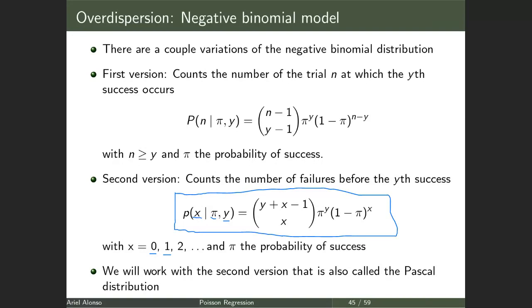Now we are going to work with this version of the negative binomial distribution. There are several versions, but we are going to work with this one, which is sometimes called the Pascal distribution. It's the same.